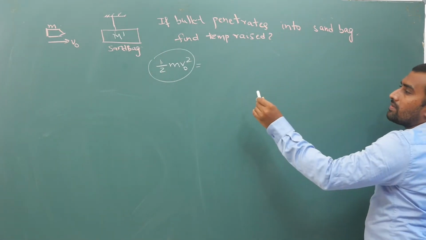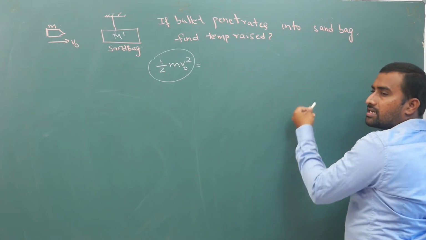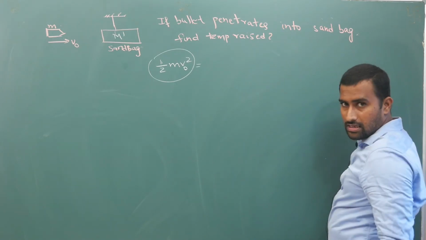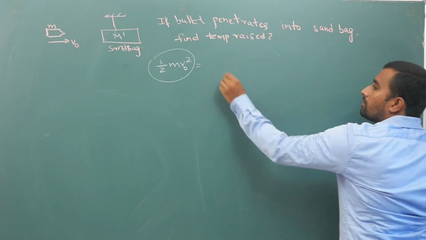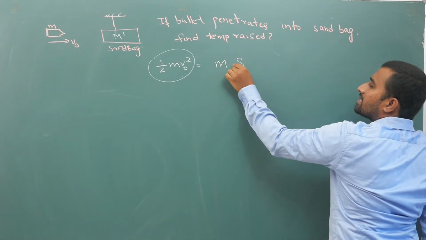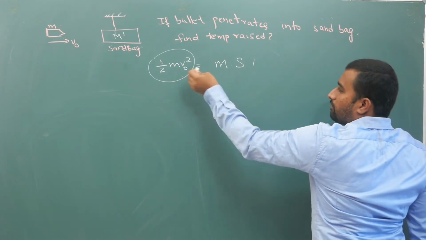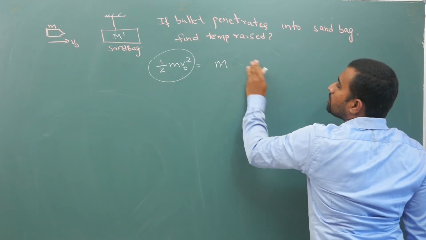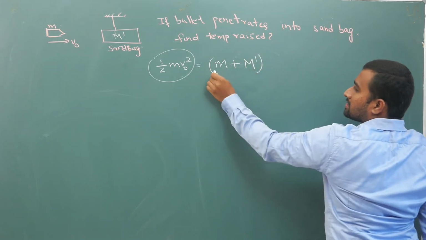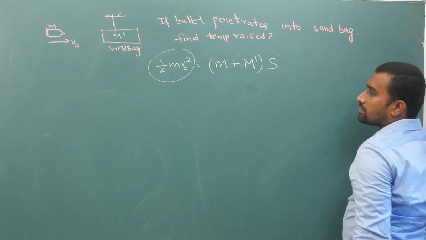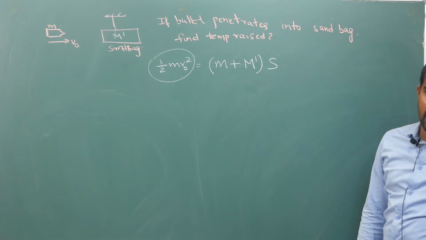Now eventually when that sandbag oscillates and comes back, when the oscillations die, this entire energy of half m v naught square that you have will get converted into heat energy. So if both are taking heat, you have to write m plus mass of sandbag m dash into specific heat. If both are the same, you have to take s.